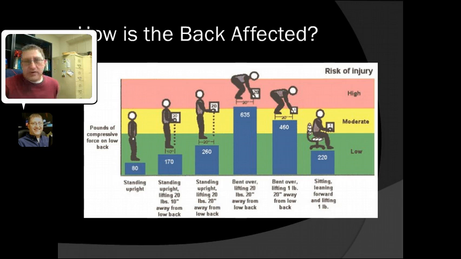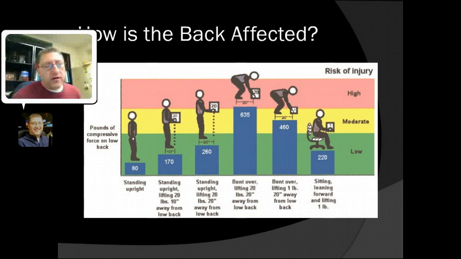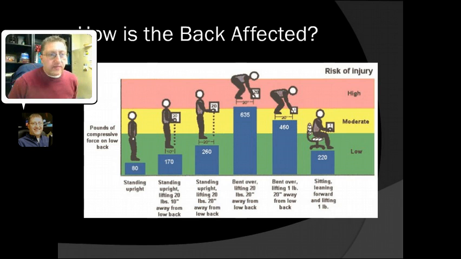That's why everyone always talks about poor lifting posture, and even lifting 1 pound, when you bend over and you have such a large distance to pick up the box, that's 460 pounds of compressive force on your back. 460 pounds just to pick up 1 pound, as opposed to just the 80 that it is to support your body weight. So think about why it is that back injuries occur.